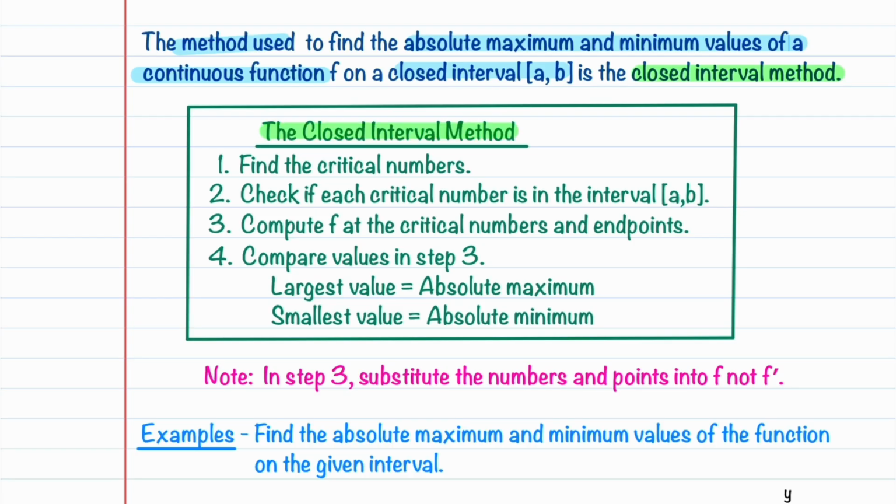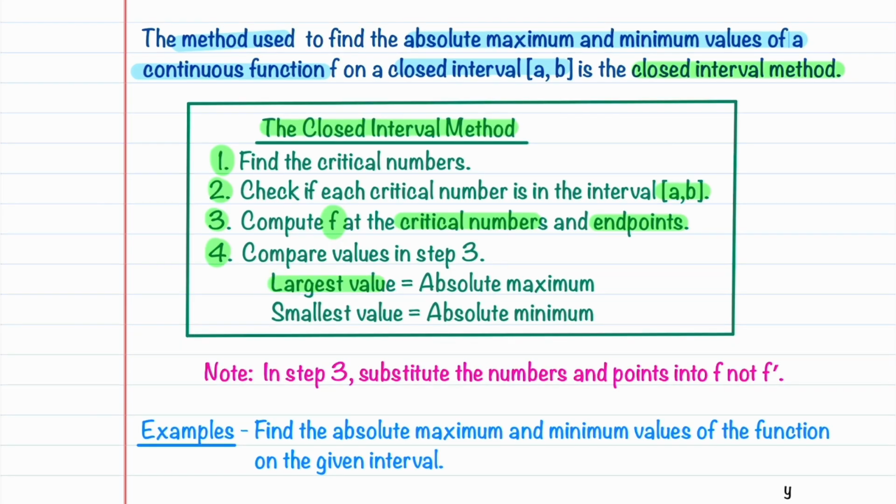We first need to find the critical numbers, and then we need to check if each critical number is in the interval. Some will be, some won't be. Then we have to compute our function f at the critical numbers and also at the endpoints. And then our last step is we just have to compare these values that we found in step 3. Our largest value is our absolute max, and our smallest value is our absolute min.